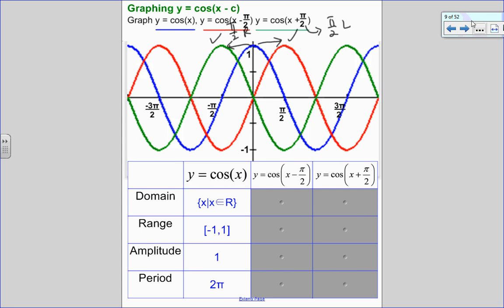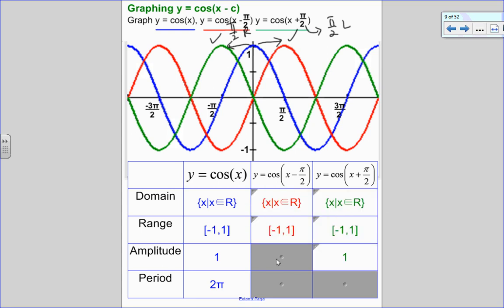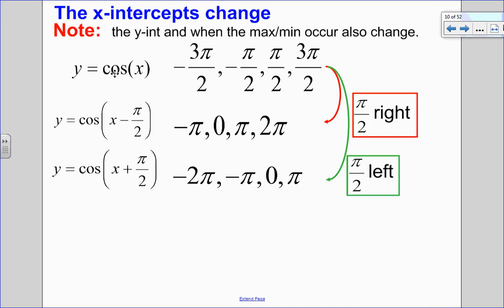So similar to sine, none of these are going to be changed. It's just going to be the x-intercepts and the starting point. So let's look at the x-intercepts again. So the x-intercepts for cosine here are going to be changed in the same way they were for sine. If I go pi over 2 to the right, I'm going to add pi over 2 to each of these. So negative 3 pi over 2 plus pi over 2 is negative pi.